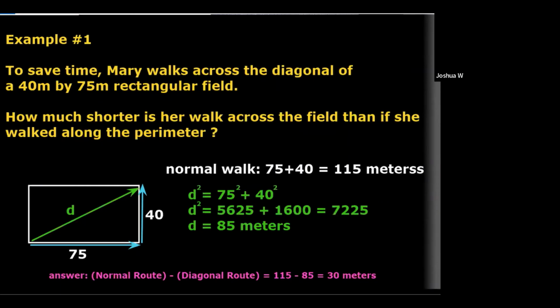But since she's going to walk across the field along the long diagonal from corner to corner, we can use the Pythagorean theorem. D squared equals 75 squared plus 40 squared. So D squared equals 5625 plus 1600, which is 7,225. Taking the square root, the distance across the diagonal is 85 meters. So when Mary walks across the field, the difference between her normal route and her diagonal shortcut is saving 30 meters of travel distance. The correct answer is 30 meters.